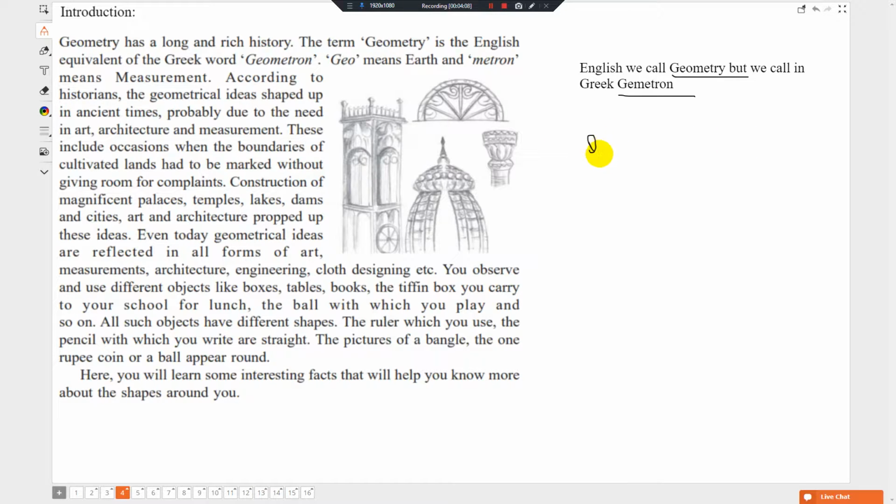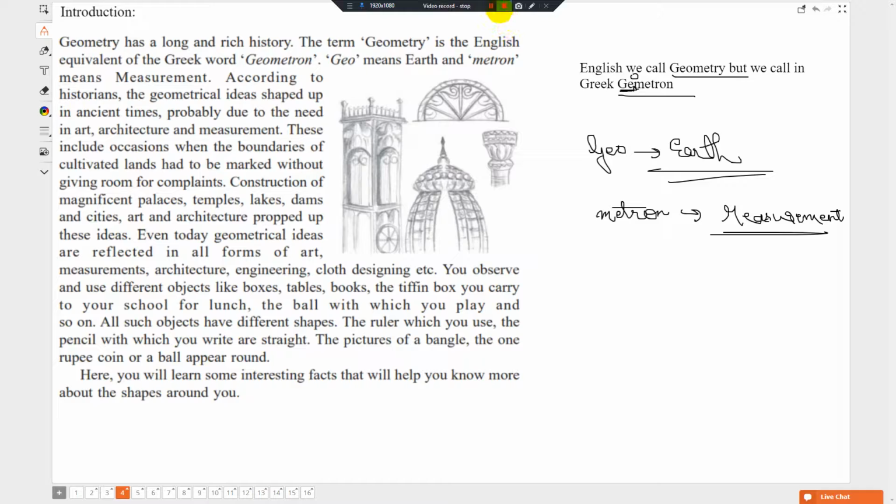So geo is the first half. Metron, what do we say? Metron we say measurement. Here also they gave it, right. Geo means earth and metron means measurement.